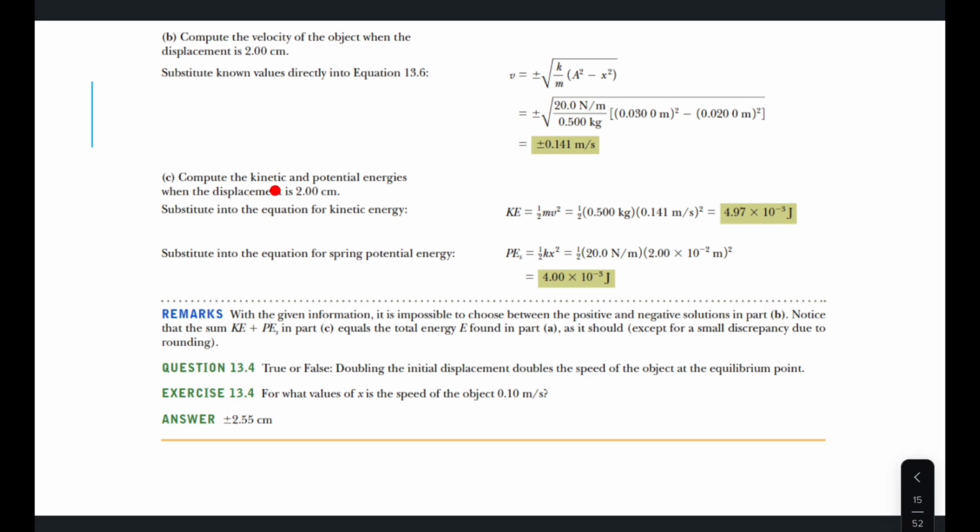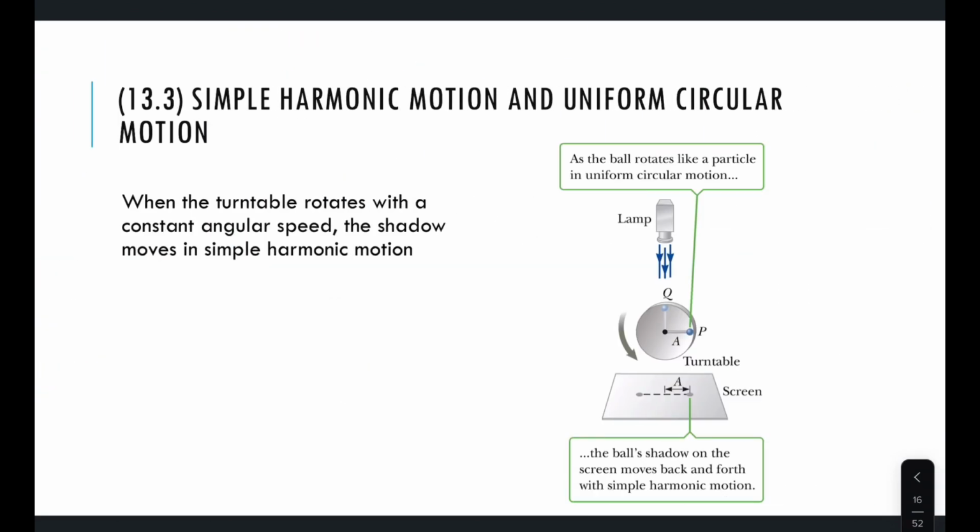Okay, compute the kinetic energy and potential energy when the displacement is 2 centimeter. So again, we are going to use half m v squared for KE, but you're going to substitute the V at 2 centimeter, because the question is asking for that. Then for PES, x is 2 centimeter, but careful, it must be in SI units. Okay, exercise 13.4, homework.